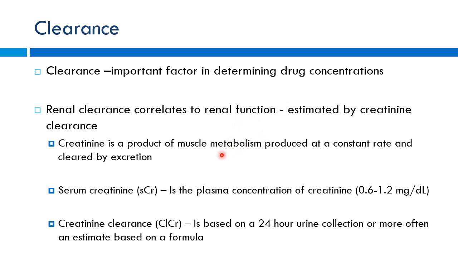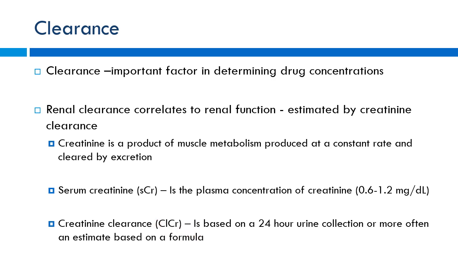Basically, creatinine is a product of muscle metabolism that occurs at a pretty constant rate, so we know it doesn't really change that much. By using that serum creatinine, and a normal one would be somewhere between like 0.6 to 1.2 for most healthy adult patients, we can use this in an equation to estimate what our creatinine clearance is going to be. This is a surrogate for what the GFR would be, the glomerular filtration rate.